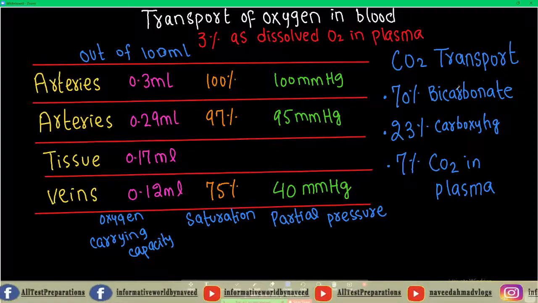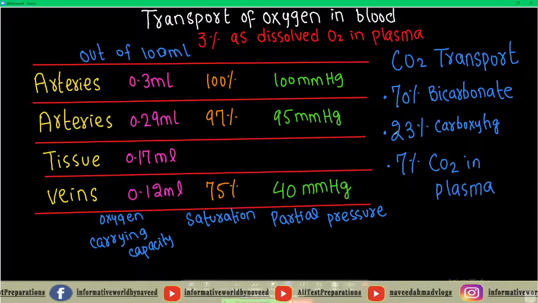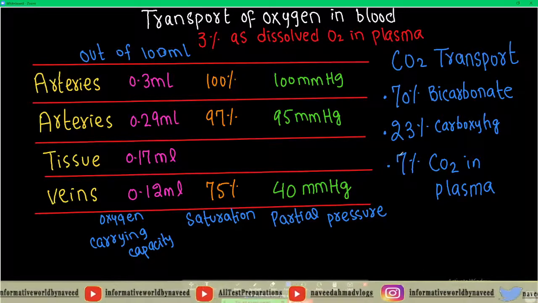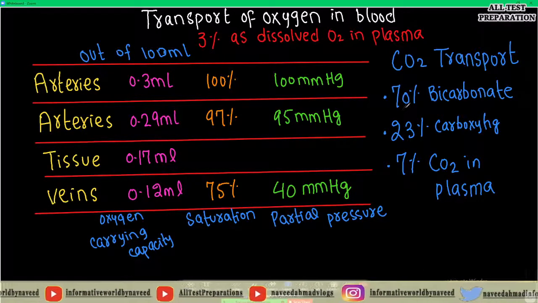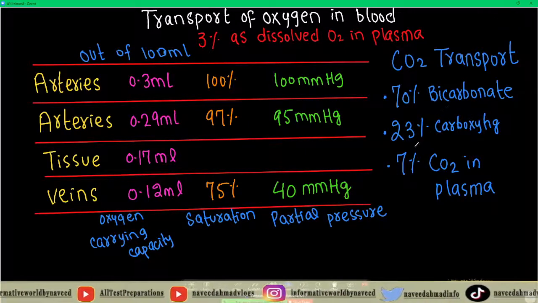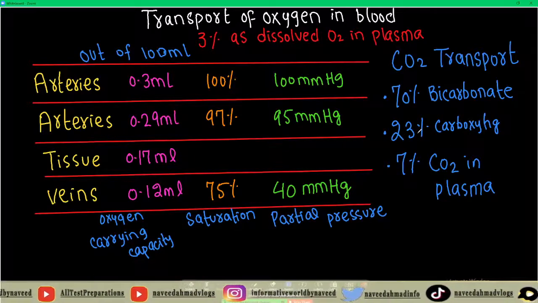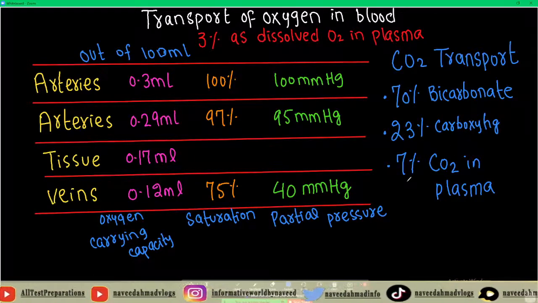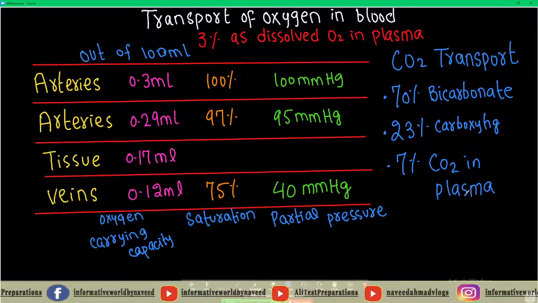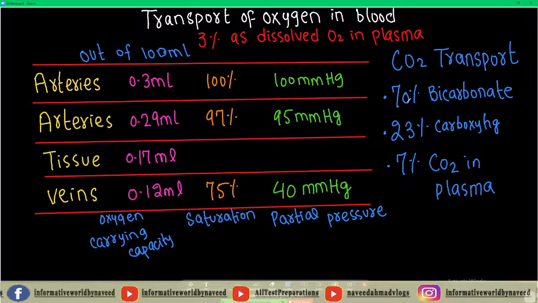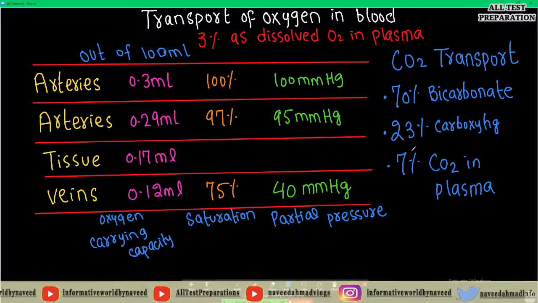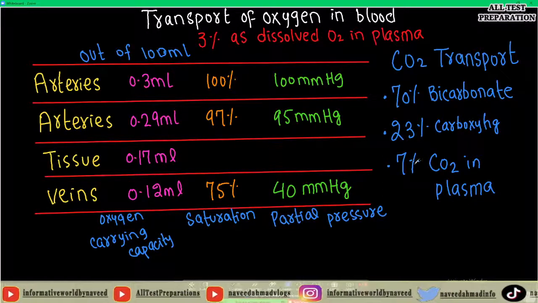So in carbon dioxide transport, only these three percentages are very important. You must learn these three percentages: how much percent of carbon dioxide is transported in the form of bicarbonate ions, how much in the form of carbaminohemoglobin, and how much in the dissolved state in plasma. If you learn these three percentages, you can cover the MCQs related to carbon dioxide transport.